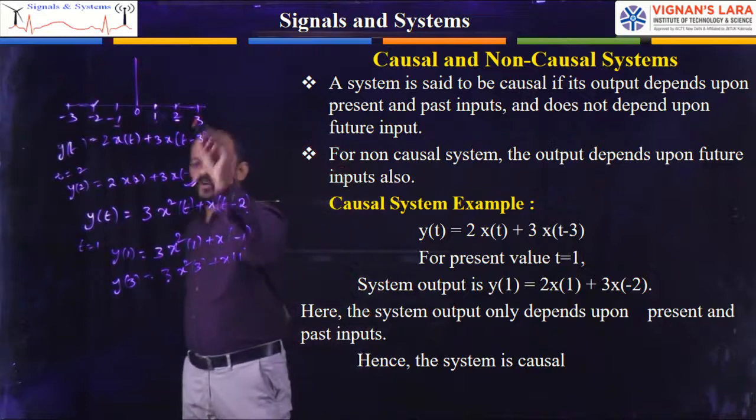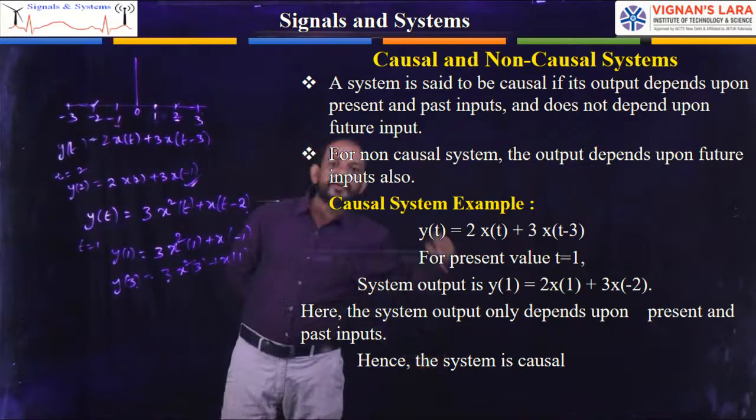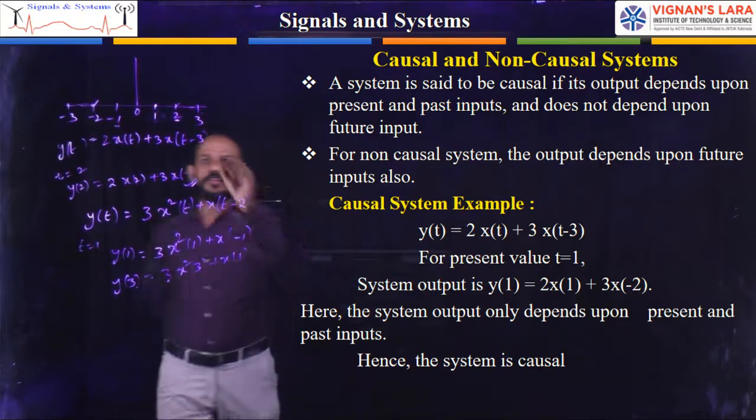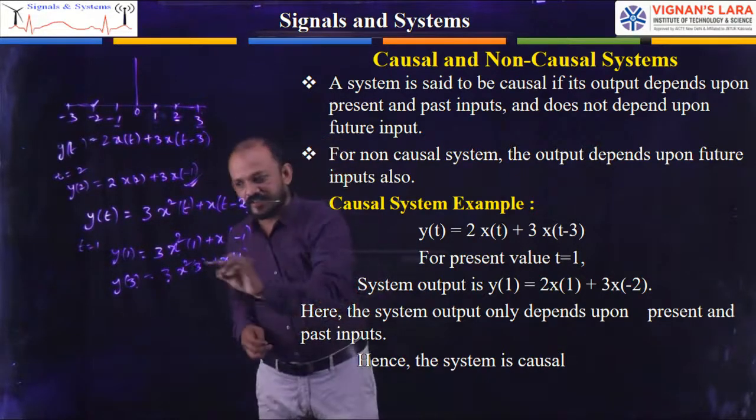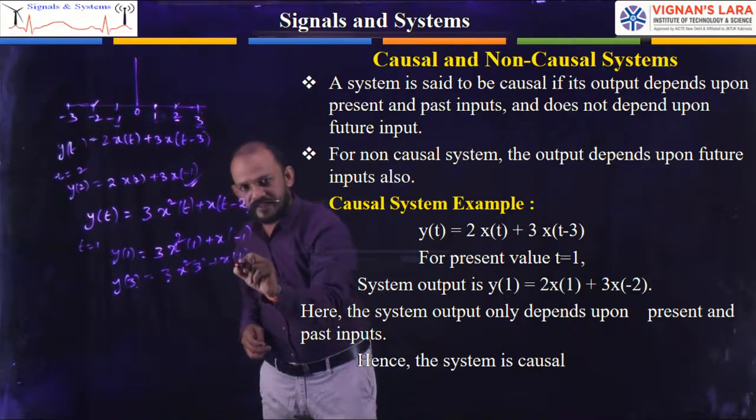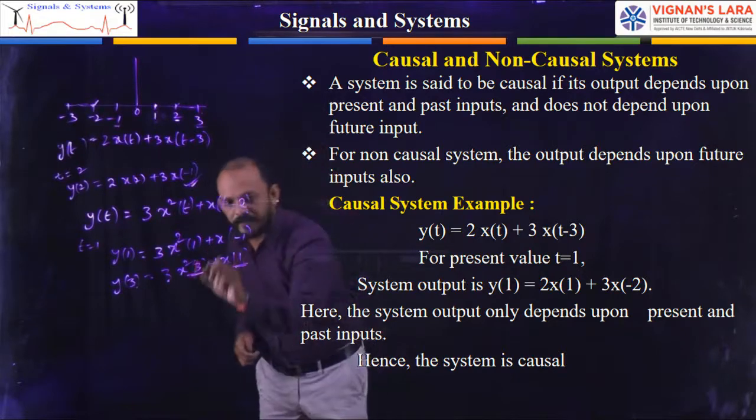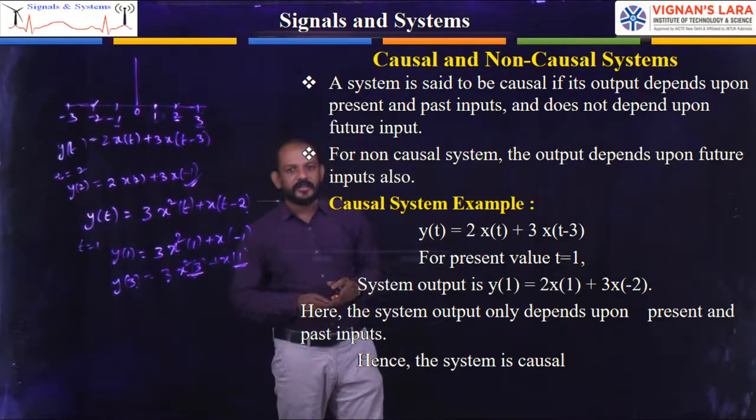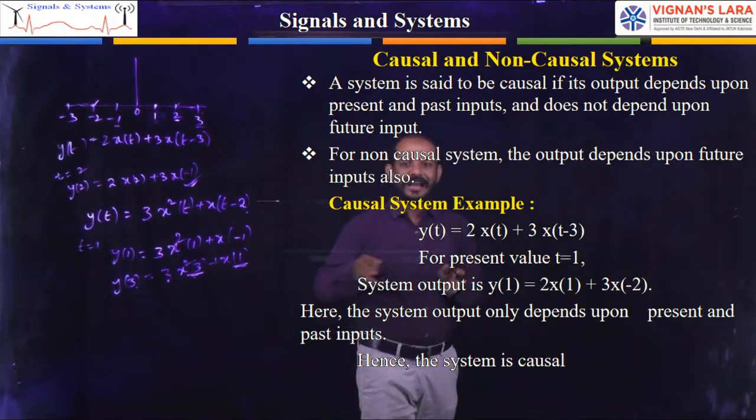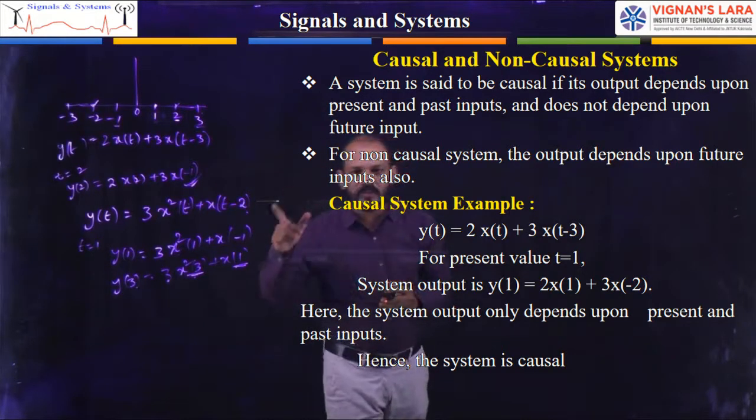Next, y of 3, x square of 3, so present. X of 1, for 3, 1 is the past value. For 3 is present, then 1 is the past value. So the output depends on present, and this is the present one, and this is the past. It depends on present and past values. So as the system equation output depends on the present and past inputs, we can say that is a causal system.